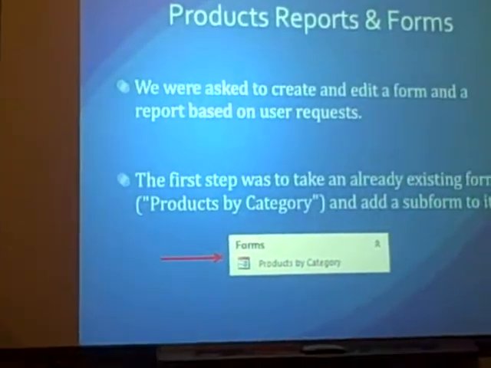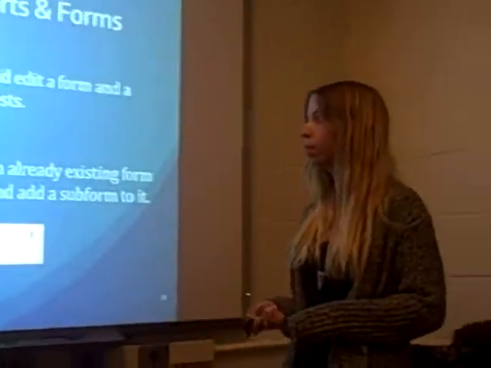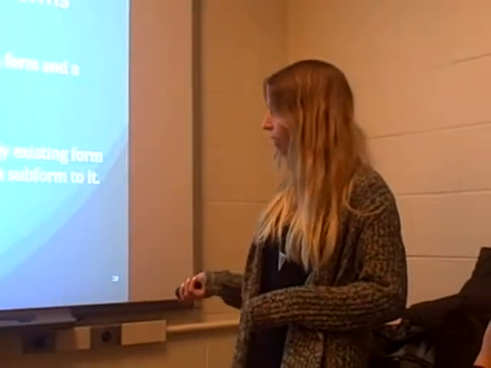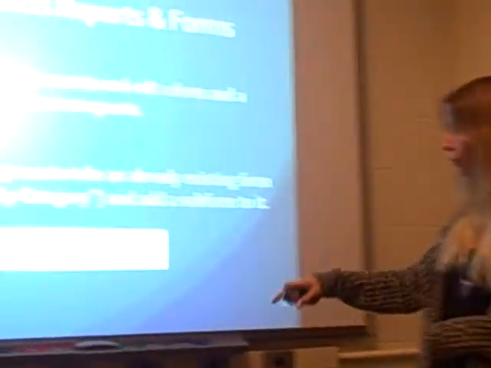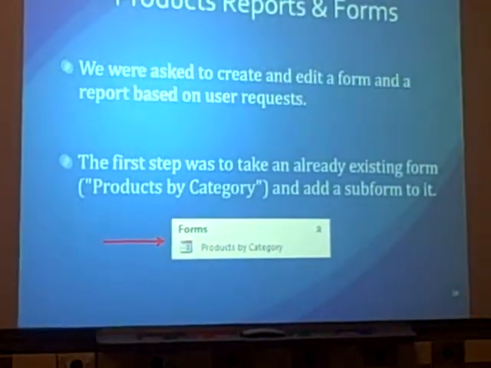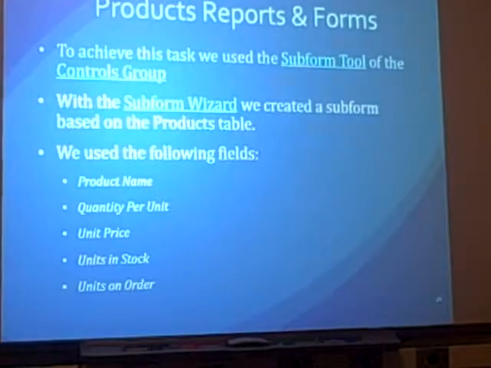Alright, so now moving on to products, reports, and forms. We were asked to create and edit a form and a report based on user requests. So the first step was to take an already existing form which was called products by category and add a subform to it.